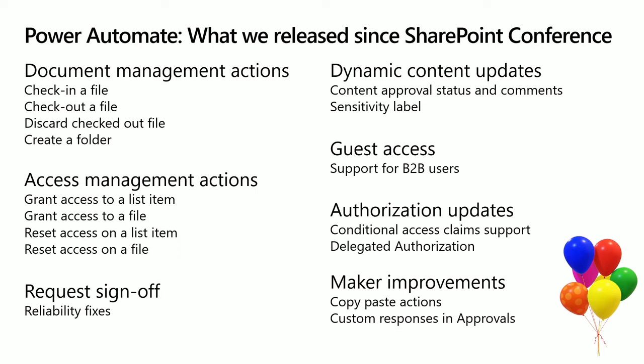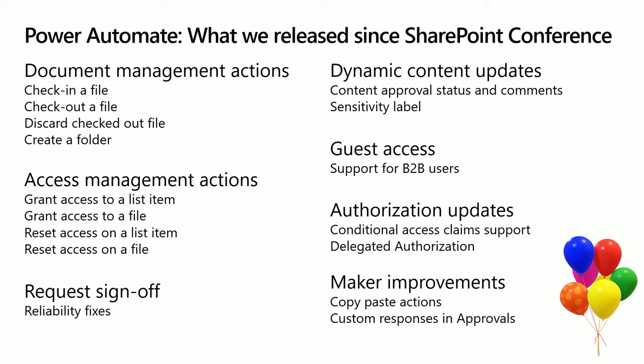So that won't work with these management actions, but we are listening to feedback, and we want to know about several scenarios in that space. Request sign-off: we did a ton of reliability fixes. We had a long thread in the tech community forum in SharePoint, and we learned a ton, and we have fixed all of those bugs, and we are still working on a few improvements to the user experience for request sign-off. The content approval status initially was not flowing through the connector. Now it is available along with the new sensitivity label. If you want to assign some sensitivity to a document, it will flow through the connector as well and be available in your Flow and Power Apps.